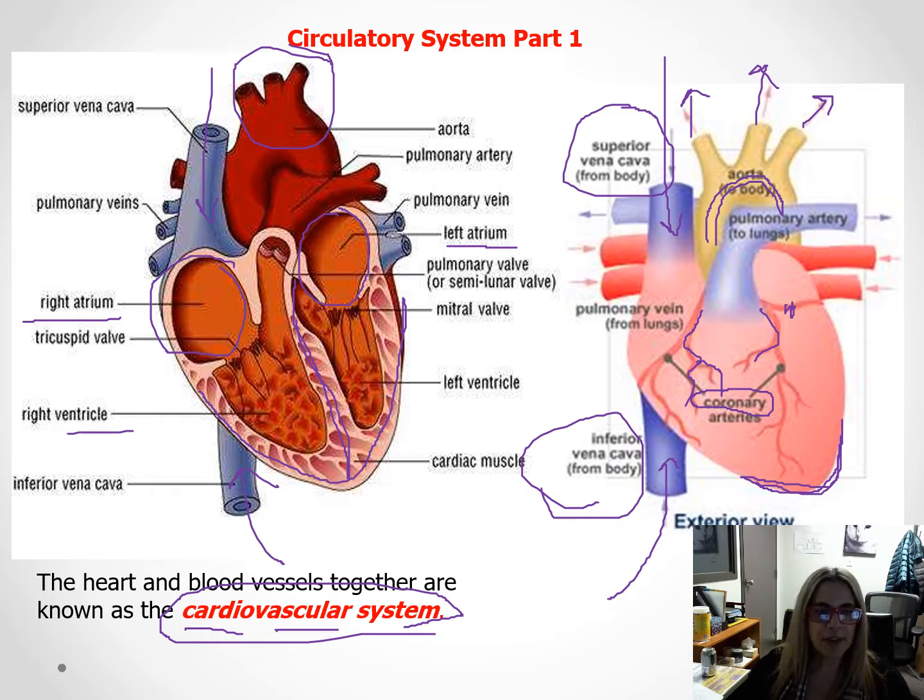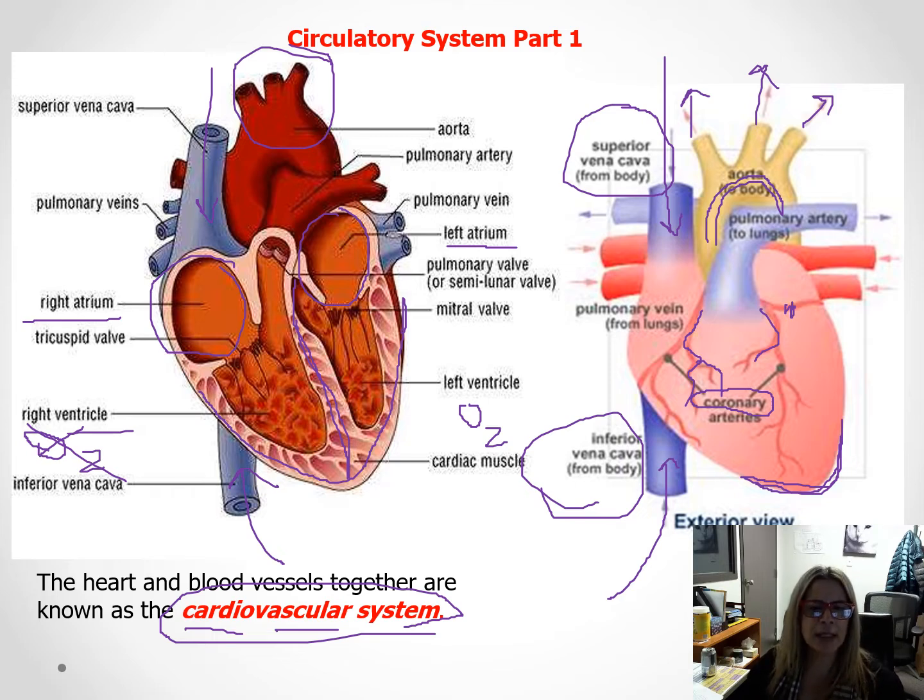So in terms of where we have oxygen versus no oxygen: on the right side of the heart, we have no O2. There's my bad writing again. No O2. So the right side of the heart has deoxygenated blood. The left side of the heart has oxygenated blood. That's one important thing to remember.